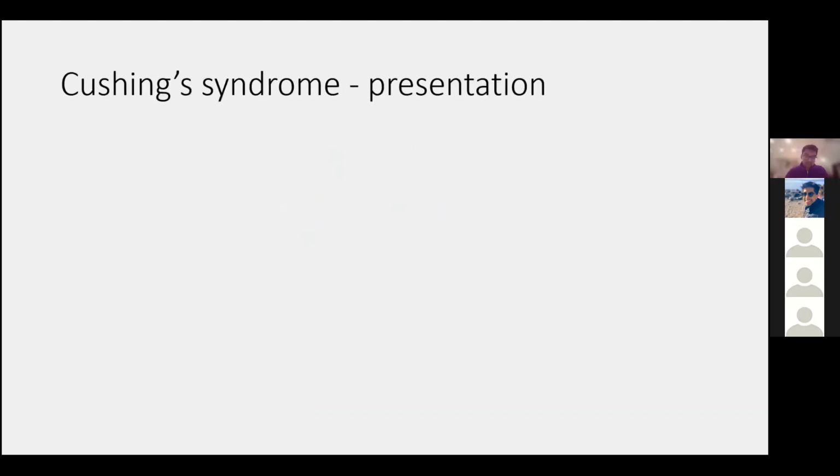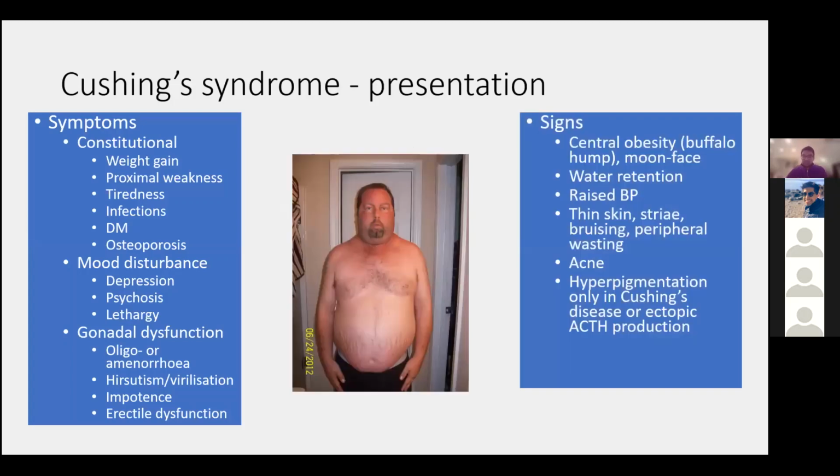So how does Cushing's syndrome present? I've got a picture here of a gentleman with Cushing's, and you can quite clearly see some of the features. He's got this very nice centripetal obesity, and as you can see, this moon face, so a very round face, with obesity mainly around the center. You can see he's got striae, so stretch marks on his abdomen as well.